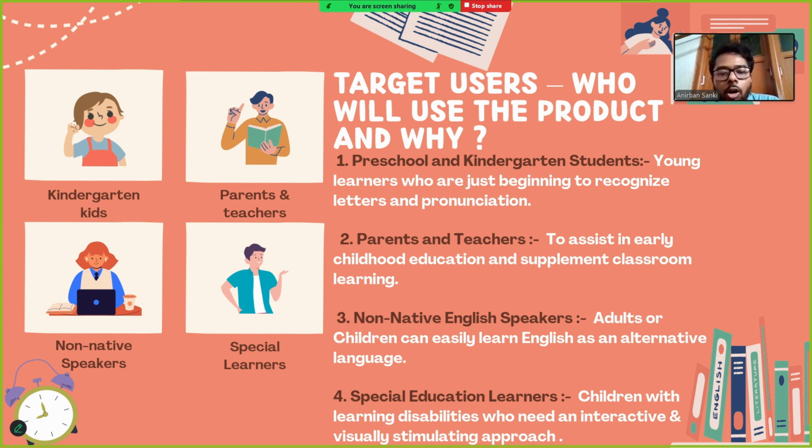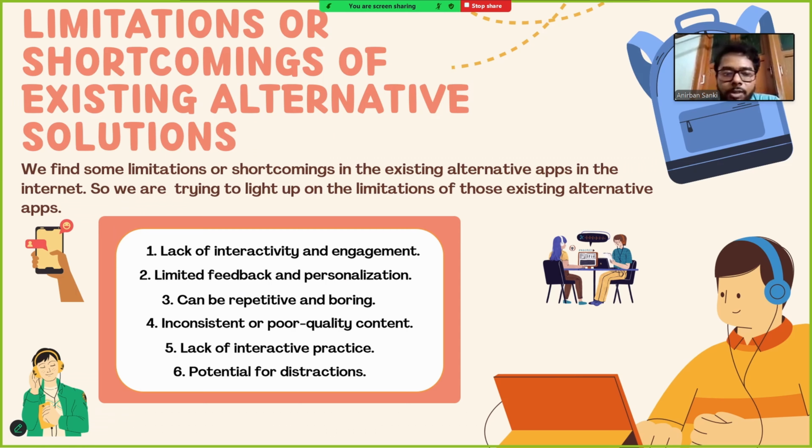Then, limitations of existing apps. We researched existing alphabet learning apps and noticed some key shortcomings. Most lack engagement and are too repetitive. There is too little or no feedback to guide the learner. Many apps are filled with distracting or poor quality content. Finally, there is a noticeable lack of interactive practice tools.